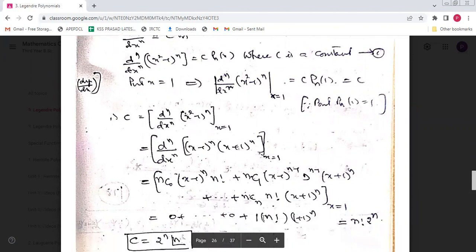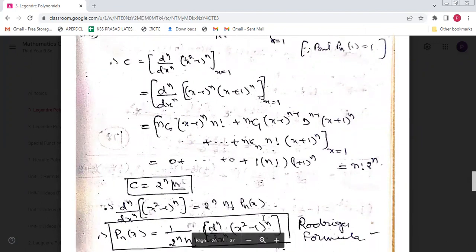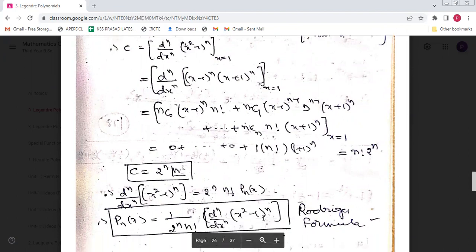So if we substitute x = 1 in all the terms, we get only the last term, nCn, which is n factorial into (1 + 1)ⁿ, that becomes n factorial into 2ⁿ. So C is equal to 2ⁿ into n factorial. So the nth derivative of (x² − 1)ⁿ is equal to 2ⁿ n! into P_n(x). Thus P_n(x) is equal to 1 by 2ⁿ n! times the nth derivative of (x² − 1)ⁿ. So this is Rodrigues' formula. I hope that is clear.